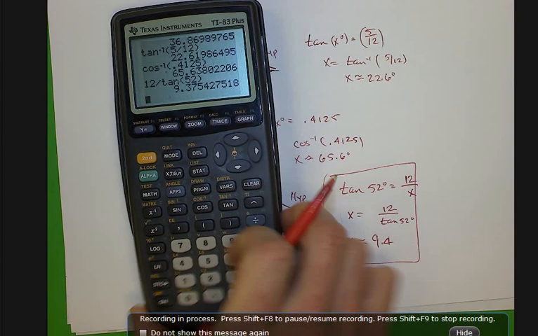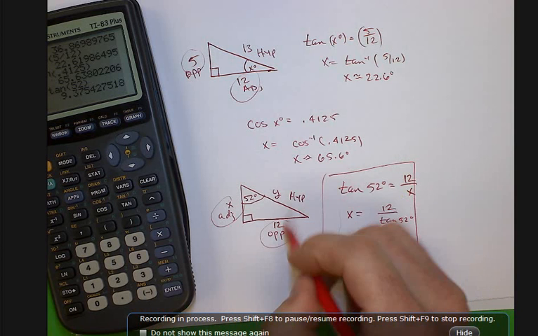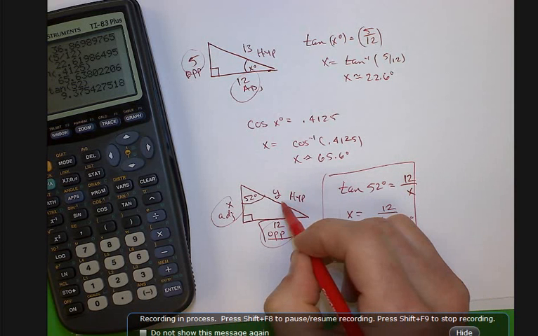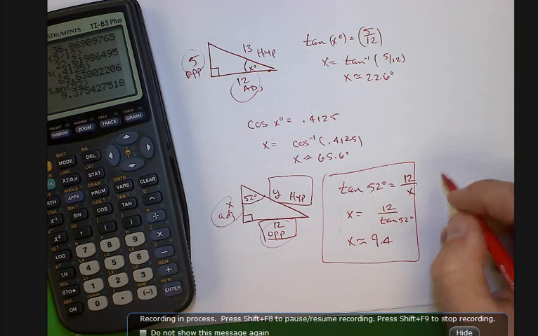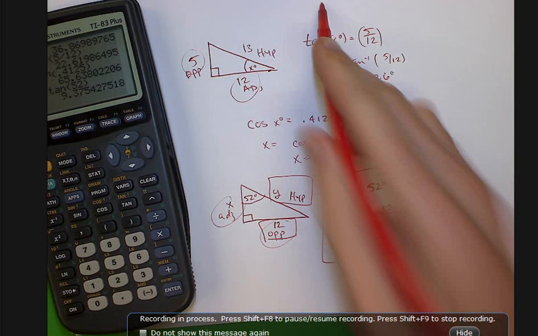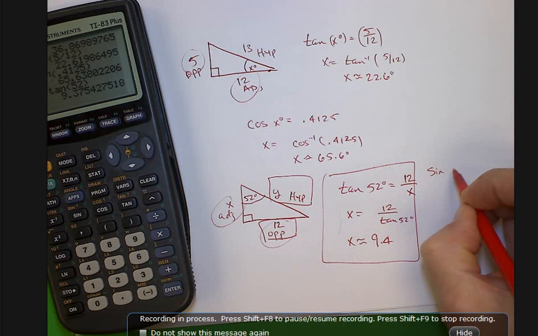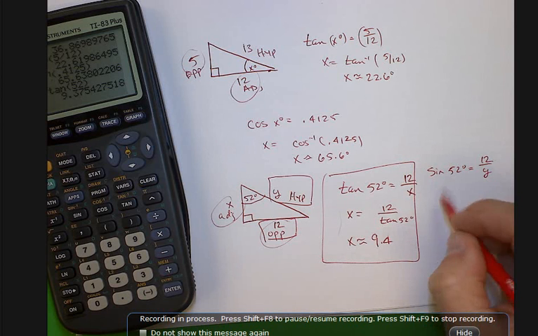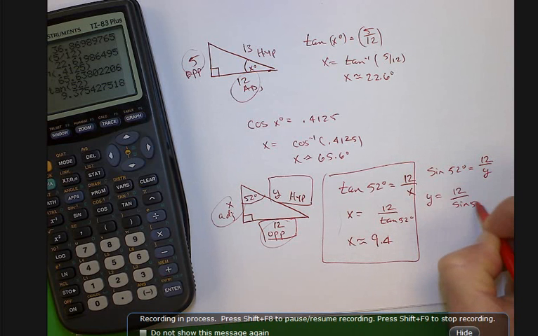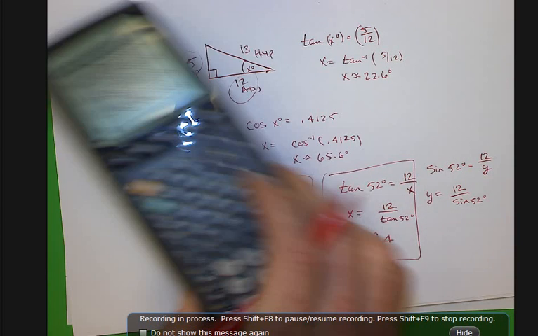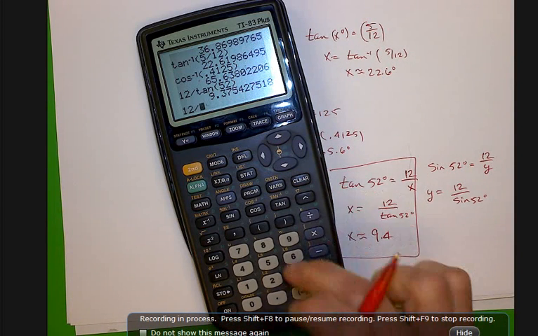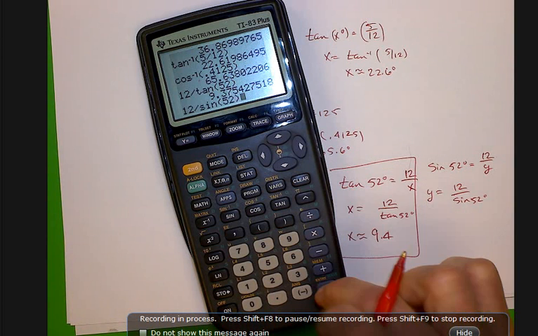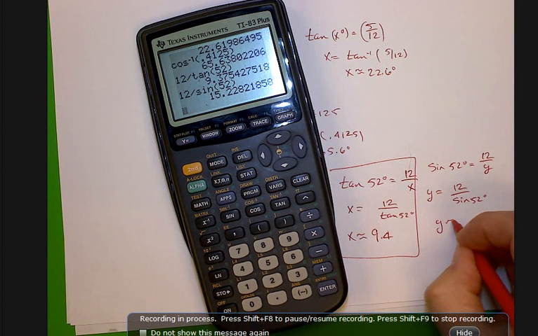Same thing for y, but now I know that 12 is the opposite and y is the hypotenuse. So I use opposite over hypotenuse, that's sine. Sine of 52 degrees is equal to opposite 12 over hypotenuse y. And so I end up with y is equal to 12 divided by the sine of 52 degrees. Type that in, 12 divided by sine 52 equals, and y is about 15.2.